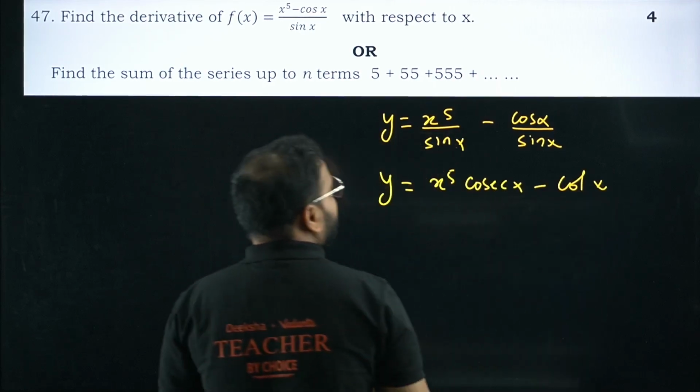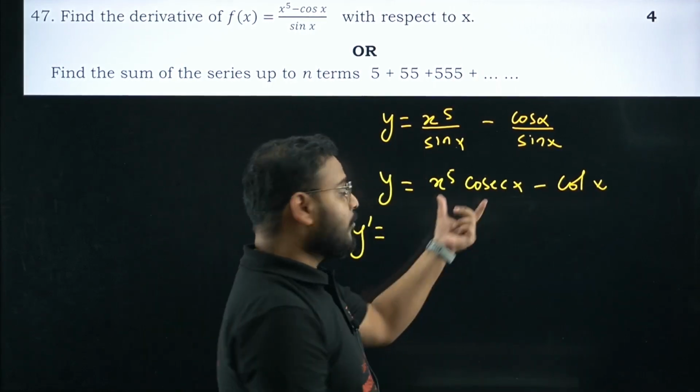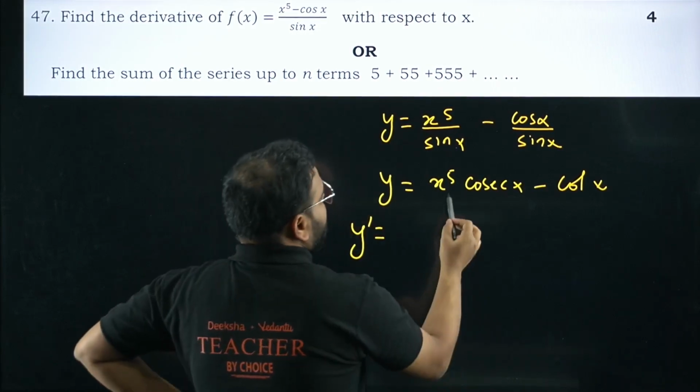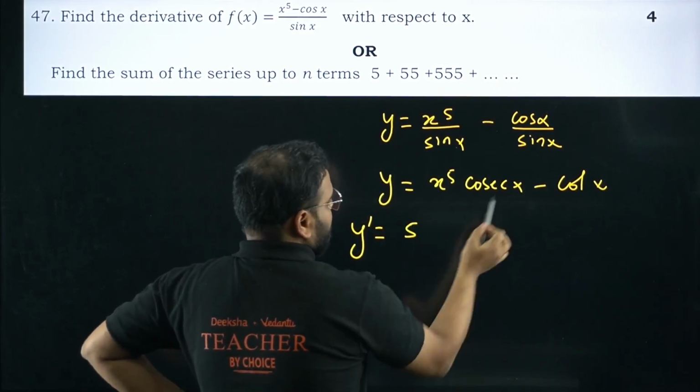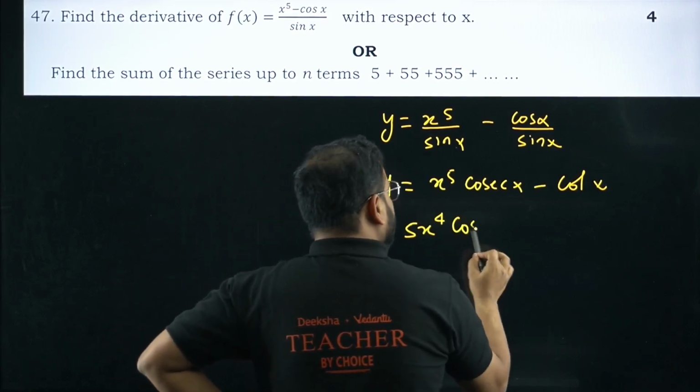Now you take the differentiation. So y dash equals, please check. You have to use the product rule over here. How can you solve this? Please check. Keep this as it is. So keep this part as it is. It will become 5x^4, cosec x is kept as it is.